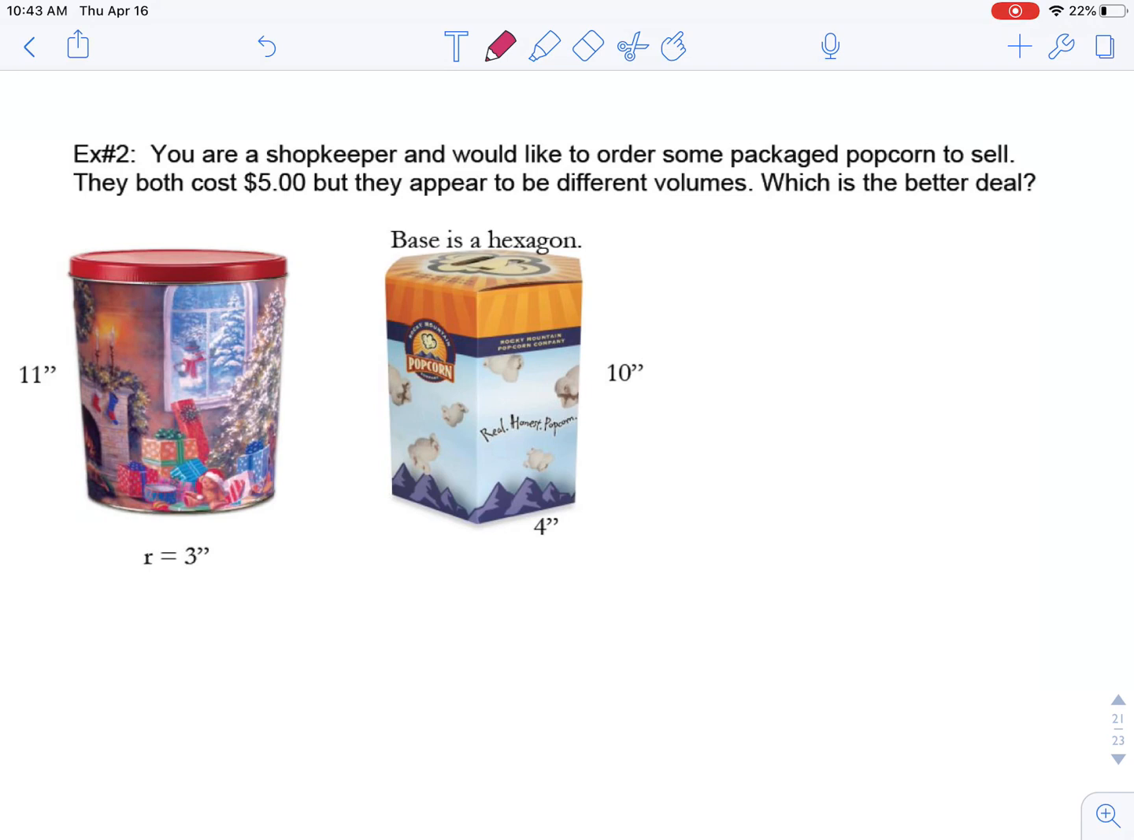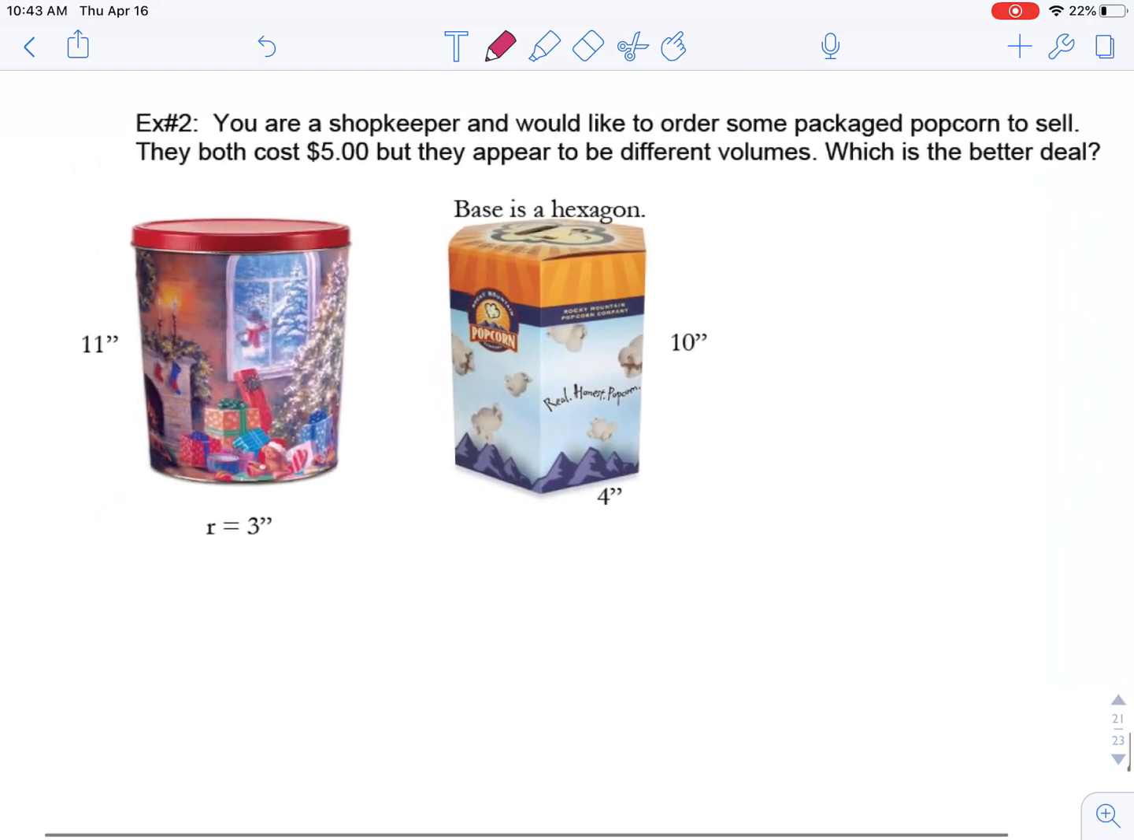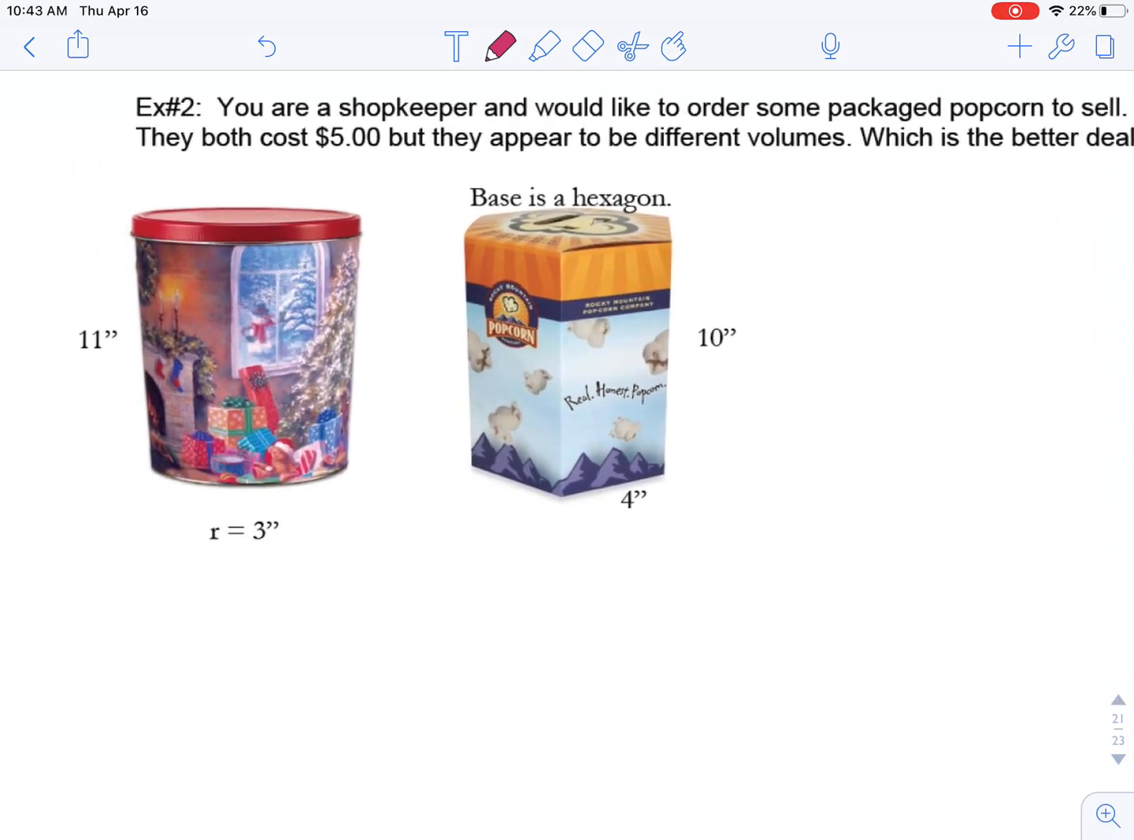You are a shopkeeper, and you would like to order some packaged popcorn to sell. They both cost you $5, but they appear to be different volumes. So we want to figure out which is the better deal. We're assuming they're actually filling these popcorns up to the brim, so there would be a difference. We're not going to open it up and find a small bag or a lot of air in one of these. So we need to figure out the volume of both of these.